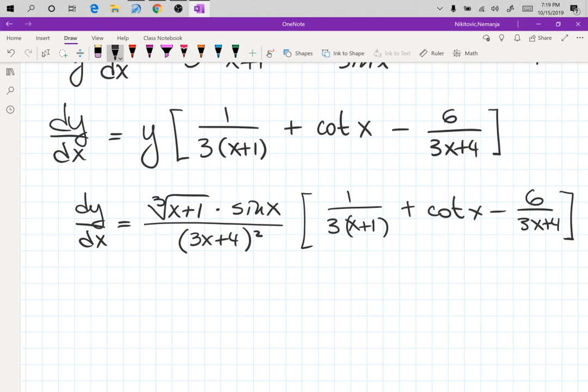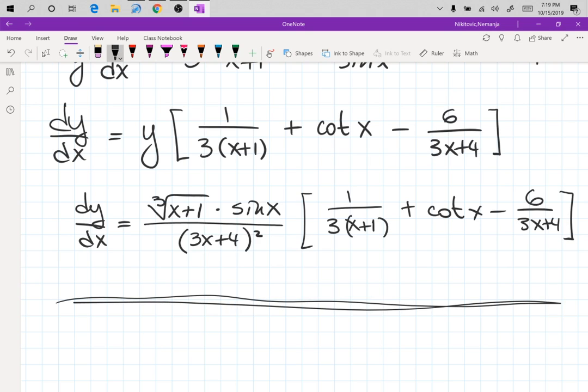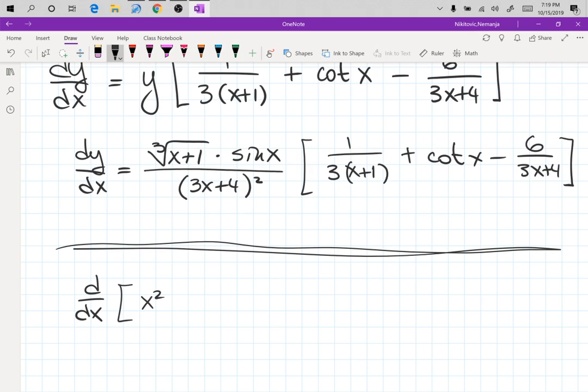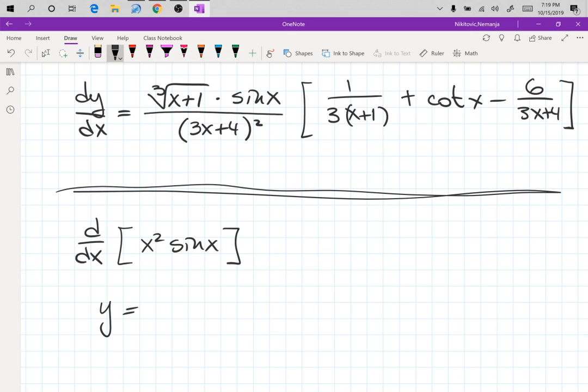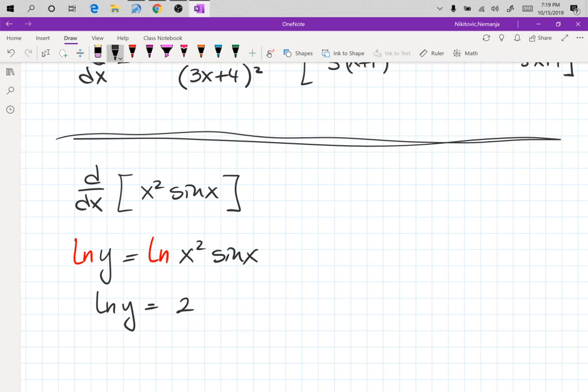Okay, let's do something from the past. How about the derivative of x squared times sine x? Remember how you use the product rule for this? So y equals x squared sine x. Take ln of both sides. And now you have ln y is equal to 2 ln x plus ln sine x, right?